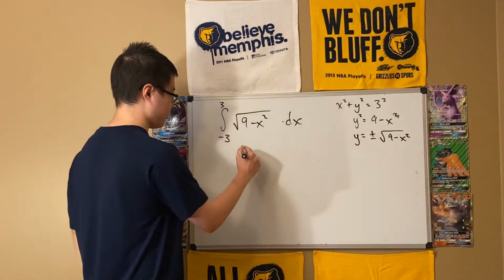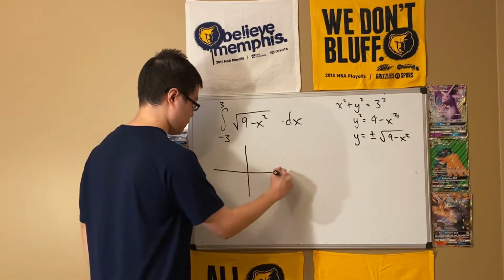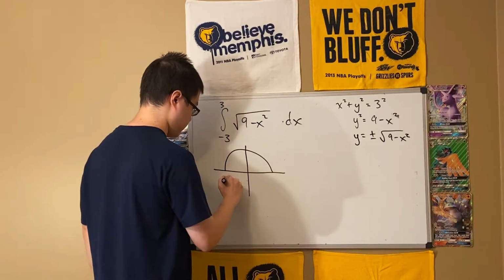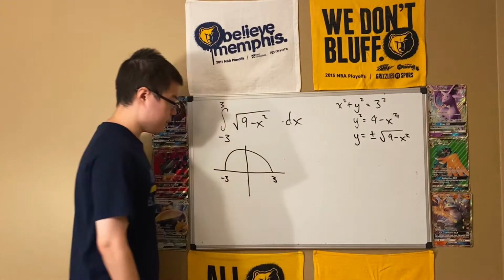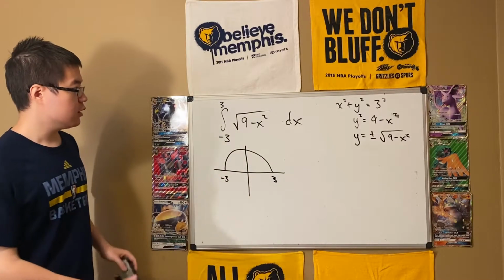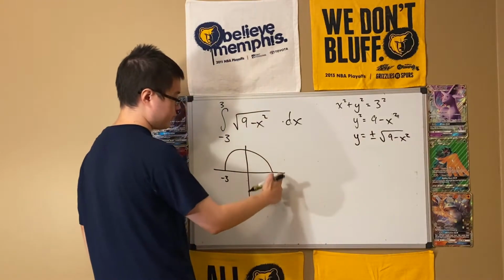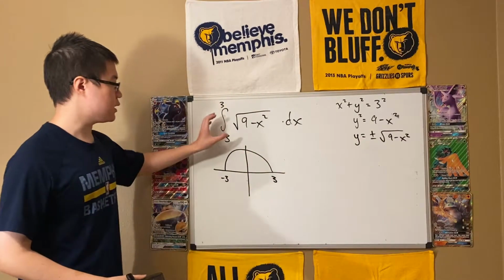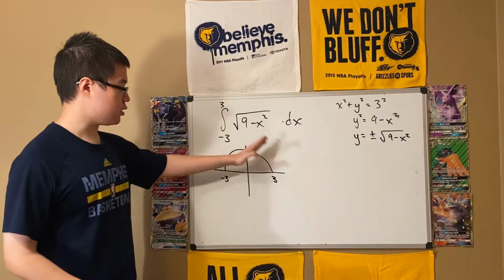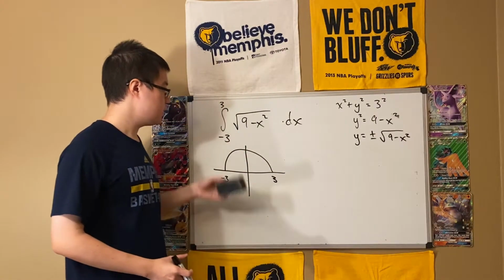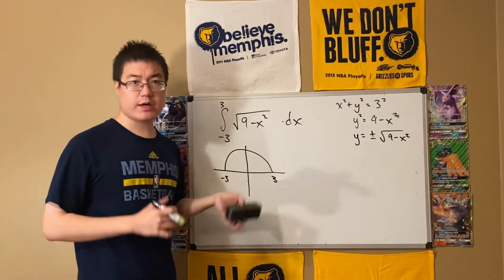So I can draw it real quick for you guys. -3 to 3. And this is the picture. If we had the entire circle, the plus or the minus part, we would draw the entire circle. But in this case, because we have the positive version, we just draw the top part in the first 2 quadrants. So this integral, again, is pretty tricky.